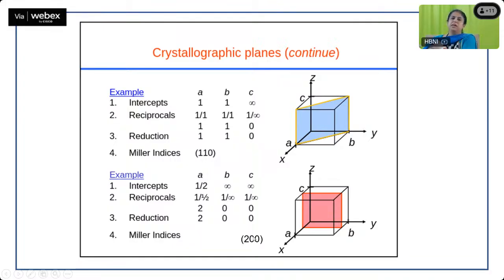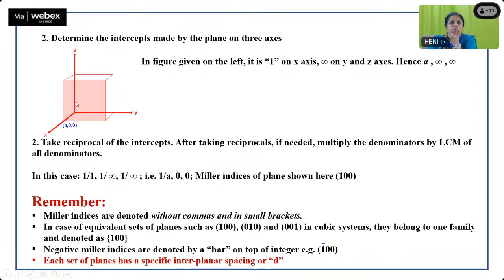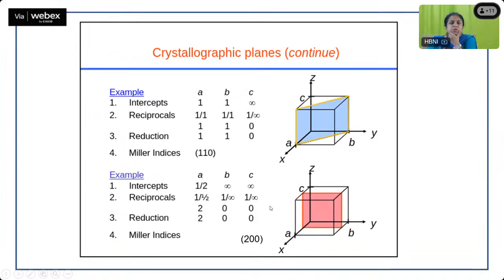Now, there's one interesting point I want to tell you here. Did you notice that this plane was 1, 0, 0 and this plane is 2, 0, 0? The 1, 0, 0 was farther from the origin, while this one is half the distance. That means the closer the plane is to the origin, the higher will be the numerical value of Miller indices.